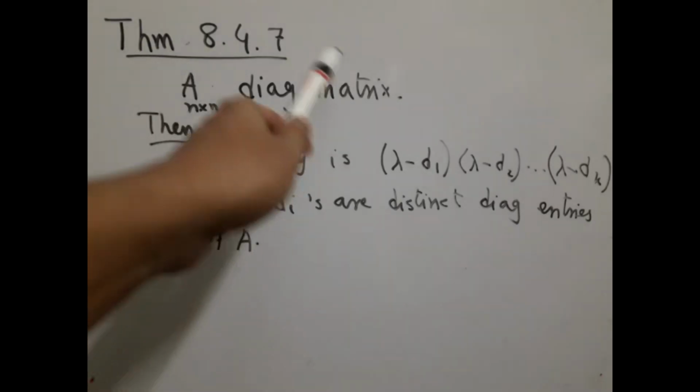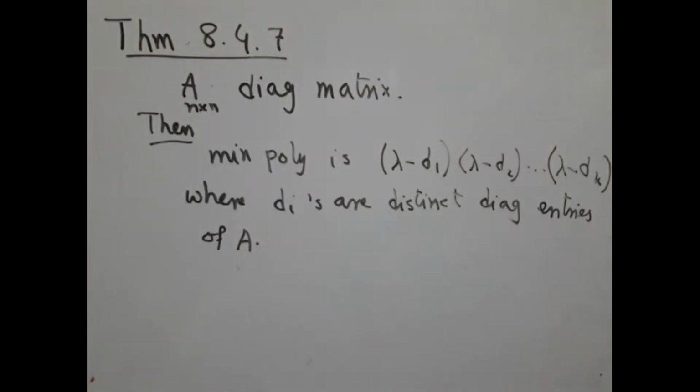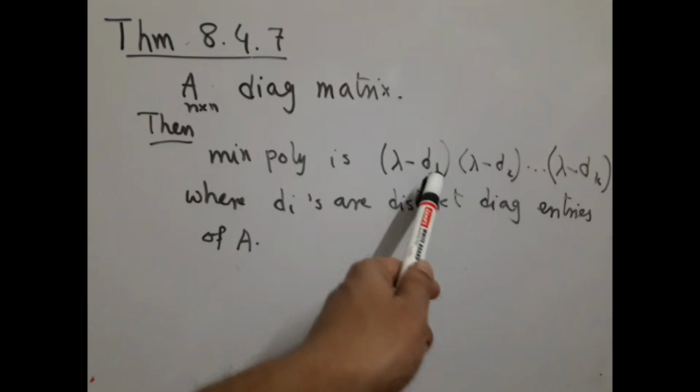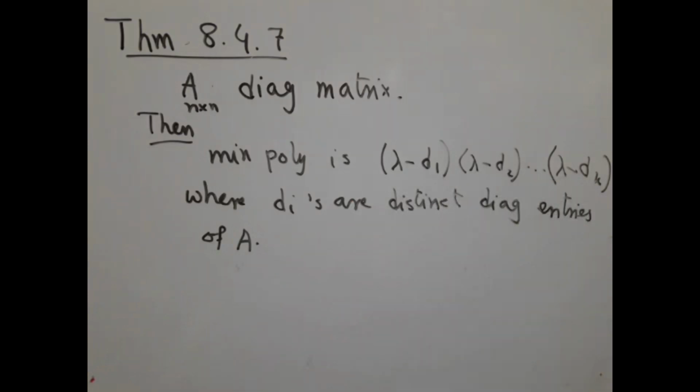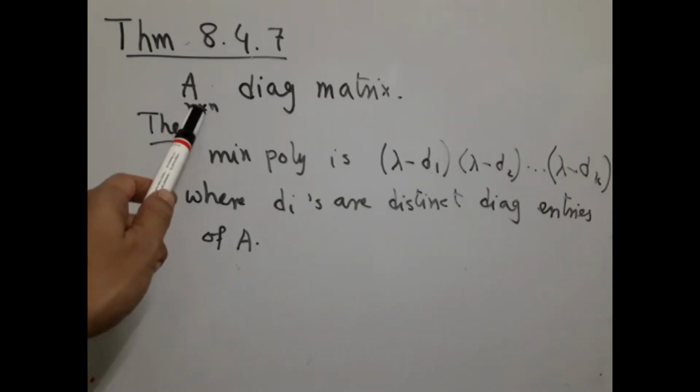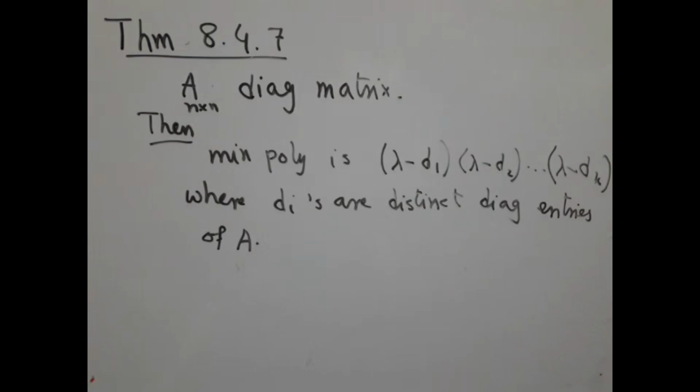Suppose A is a diagonal matrix. So that is the class that I was talking about. Then I can write down the minimal polynomial just by looking at it. It will be lambda minus d1, lambda minus d2 up to lambda minus dk, where these di's are the distinct diagonal entries of A. Notice that I have written n here and k here. K is in general less than or equal to n.